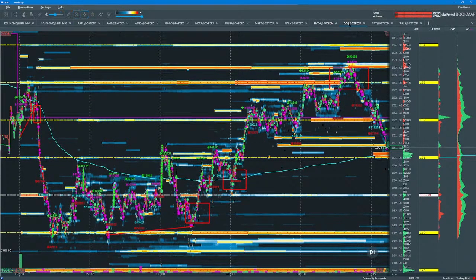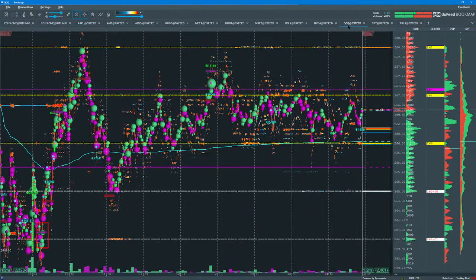Go to QQQ. And anybody else who's interested, send that request to Spotgamma as well.